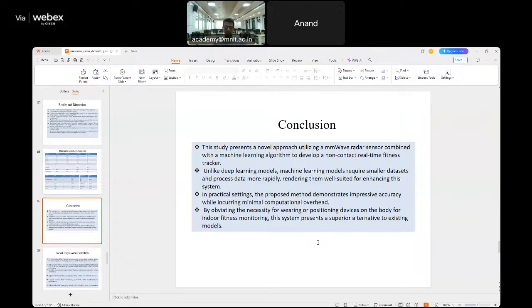So the conclusion: this presents a novel approach utilizing an mmWave radar sensor combined with machine learning algorithms to develop a non-contact real-time fitness tracker. Unlike deep learning models, machine learning models require smaller data sets and process data more rapidly, rendering them well suited for enhancing the system's practical setting. The proposed method demonstrates impressive accuracy while incurring minimal computational overhead. By obviating the necessity for wearing or positioning devices on the body for indoor fitness monitoring, this system presents a superior alternative to existing models.